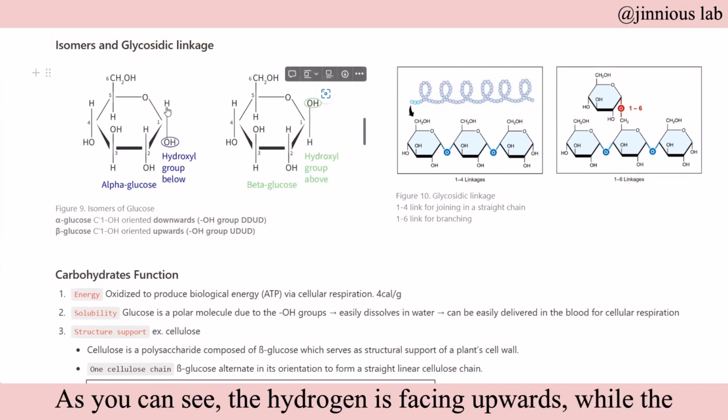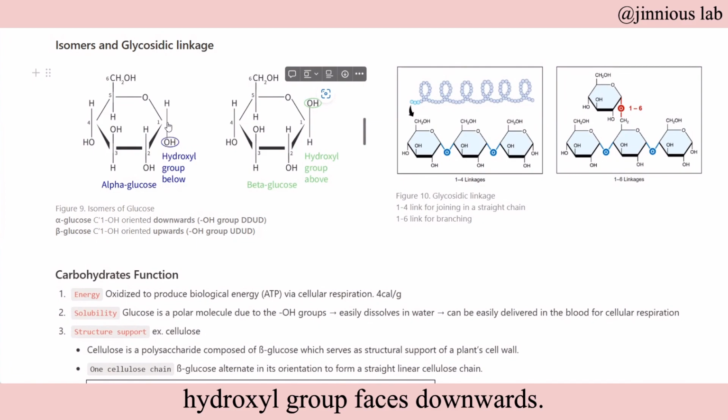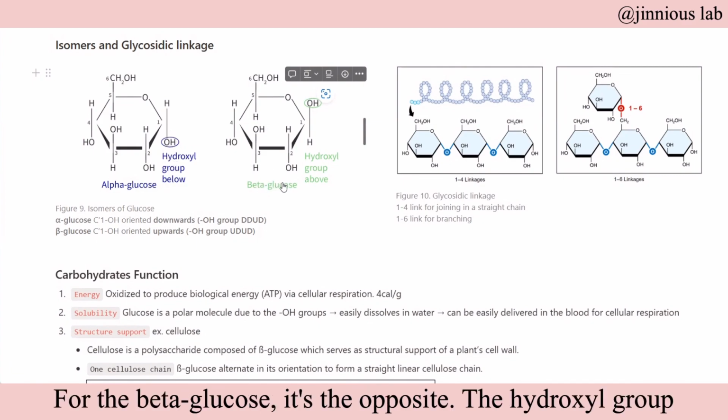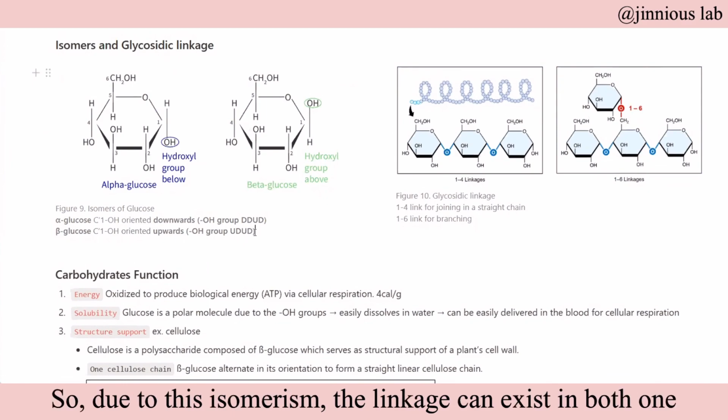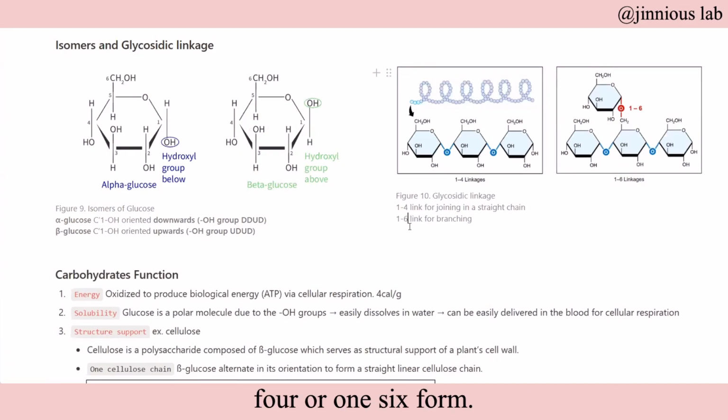As you can see, the hydrogen is facing upwards, while the hydroxyl group faces downwards. For the beta glucose, it's the opposite. The hydroxyl group faces upwards, while the hydrogen faces downwards. So, due to this isomerism, the linkage can exist in both 1,4 or 1,6 form.